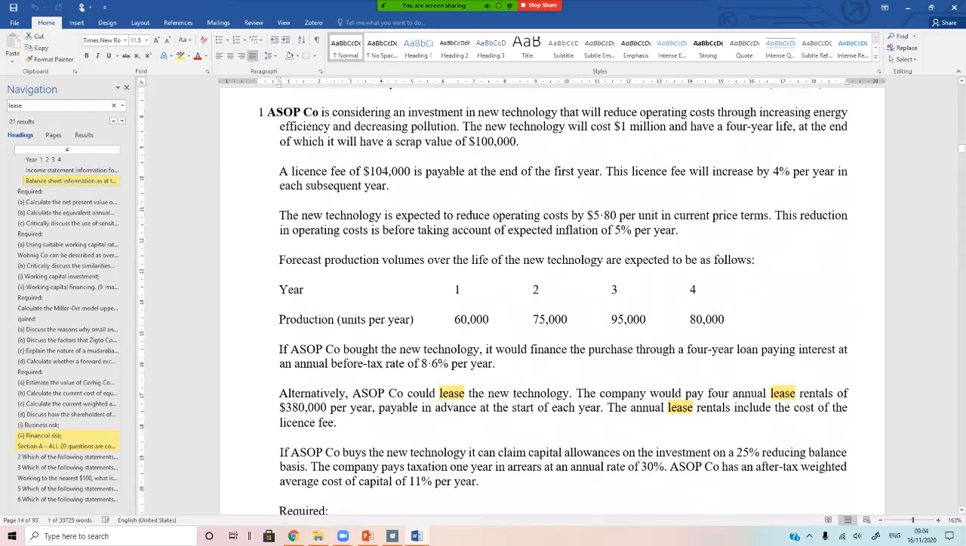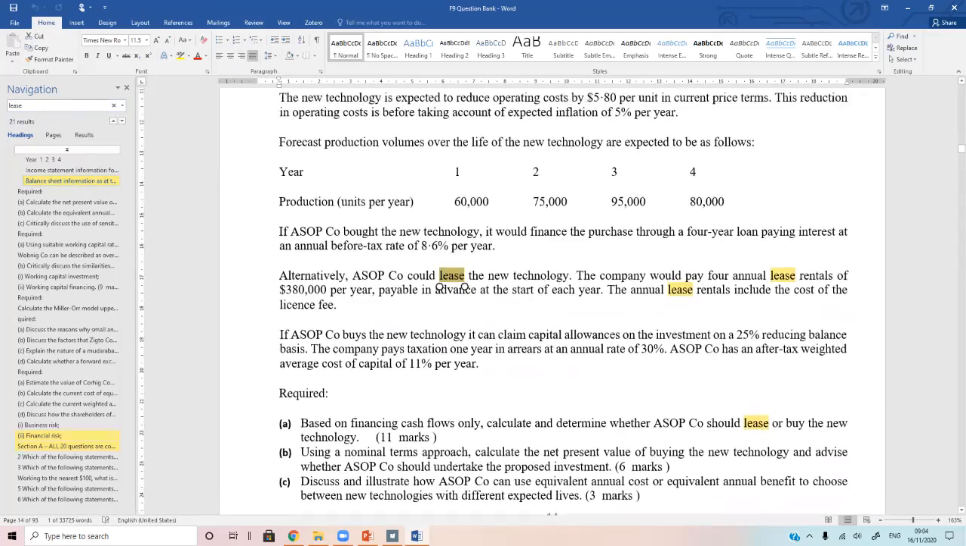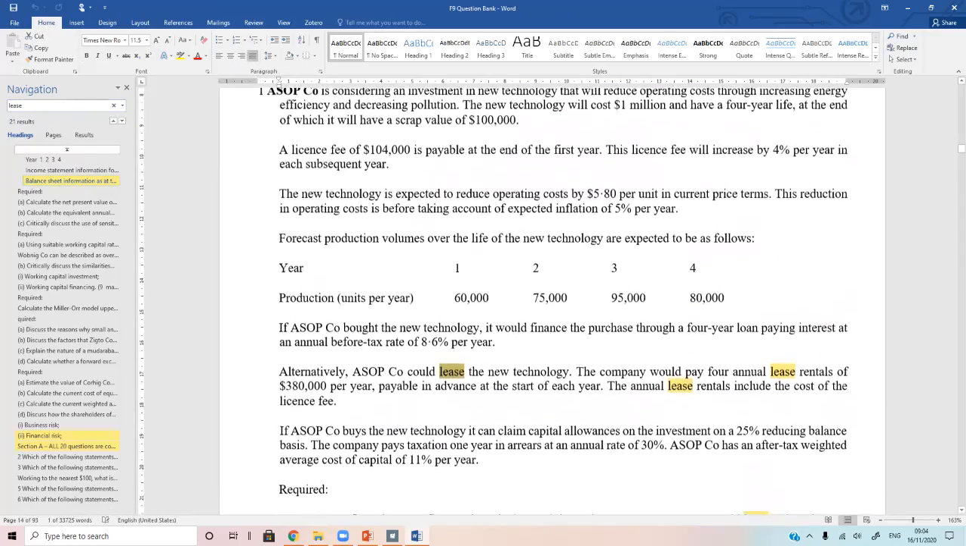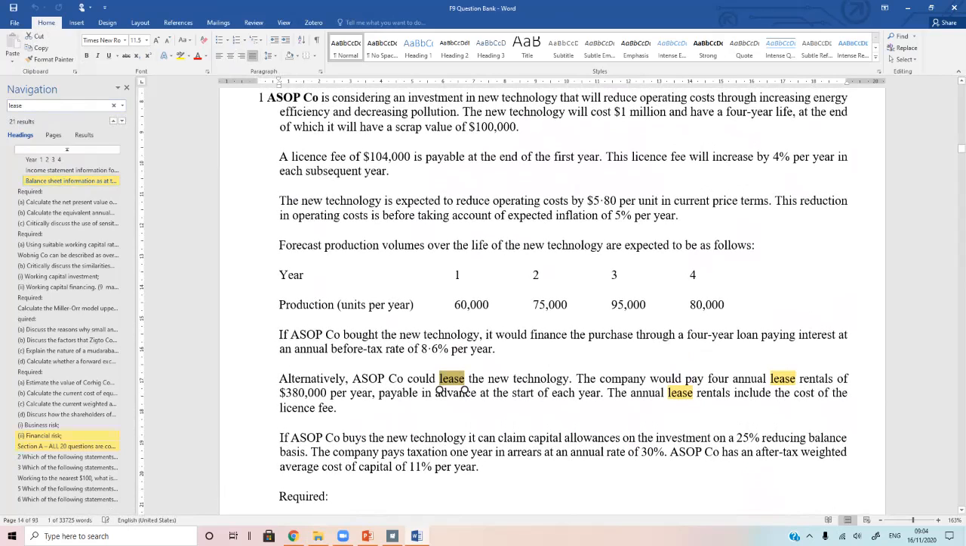Yes, it is a sub company. This is page 14 in my question bank. A sub company, page 14. So go through it, then we discuss together.